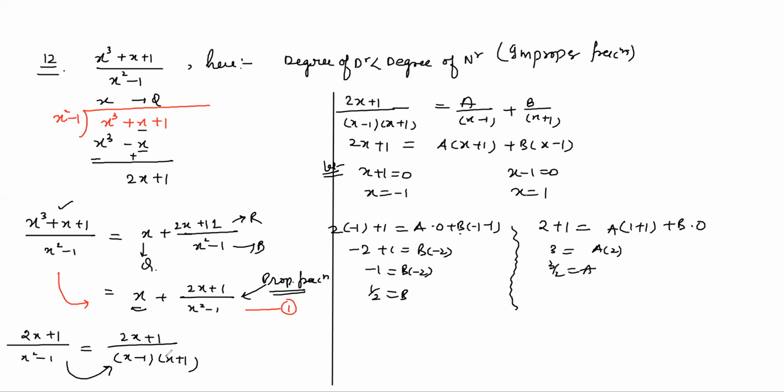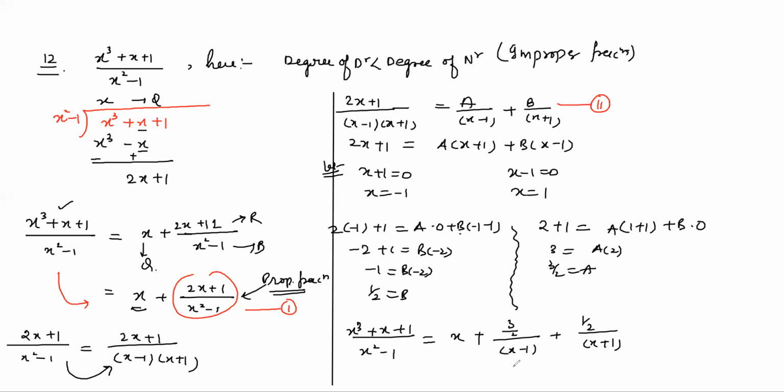equals to with your given question, your equation number 1, and this part will be equals to equation number 2. So just write the whole thing once again. x cube plus x plus 1 upon x square minus 1, there was 1x plus 2x plus 1 upon x square minus 1 can be written as a upon x minus 1, which is 3 by 2 upon x minus 1, plus b, which is 1 by 2 upon x plus 1. Okay, so I have rewritten my equation number 1.